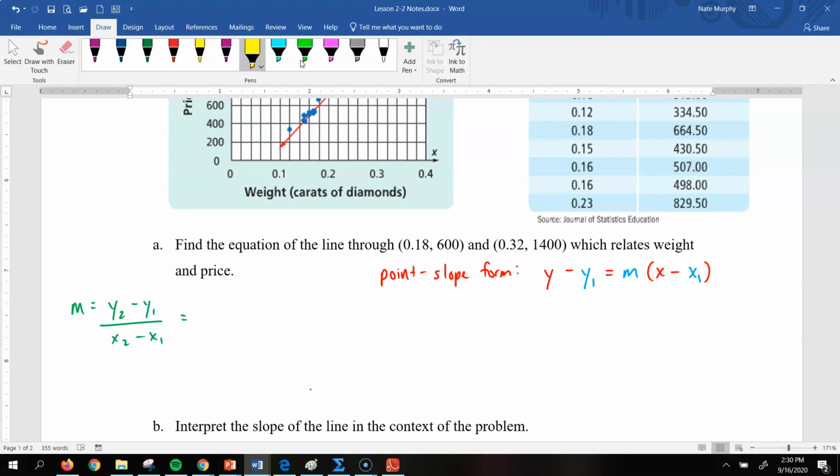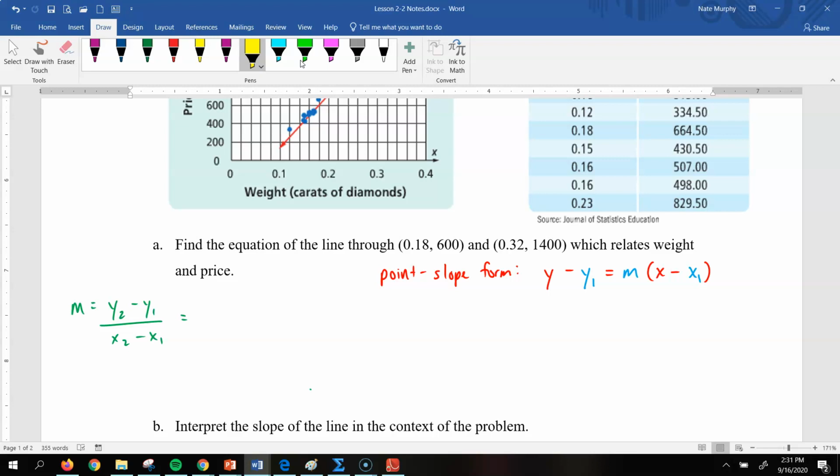And if we don't have the slope, we're going to need to know the slope formula. The slope formula, remember, is the change in y over the change in x. So y2 minus y1 over x2 minus x1. For this one, it says, find the equation of a line going through those 2 points, which relates the weight and the price. So we're going to use these two coordinates.